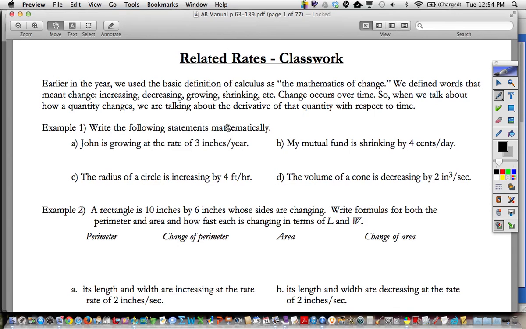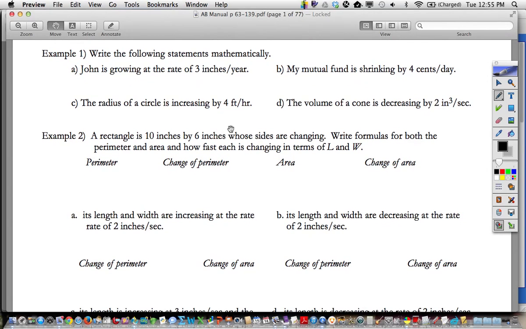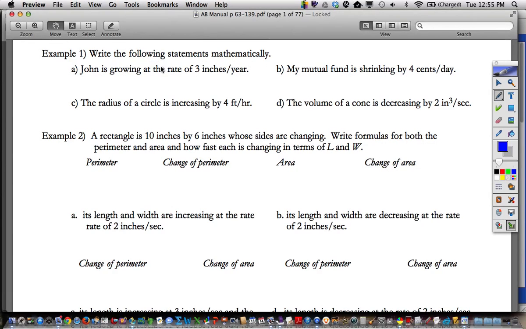All right, now this worked pretty well this morning. This is some new stuff I found that really leads us into it, which I think is going to be helpful. Something I haven't done before. So what we're going to do is build into this a little bit, up into doing a full problem of these. So the first thing I want us to investigate here is let's write these statements mathematically.